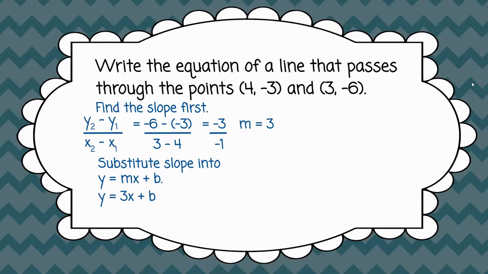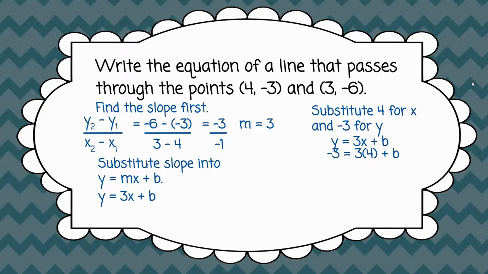Notice that I simply replaced the m with a 3. Now I'm going to take one of the points and I'm going to substitute the x value for x and the y value for y. So you can see I'm going to take that first coordinate, (4, -3). I'm going to replace the x with the 4 and the y with a -3. That will look something like this.